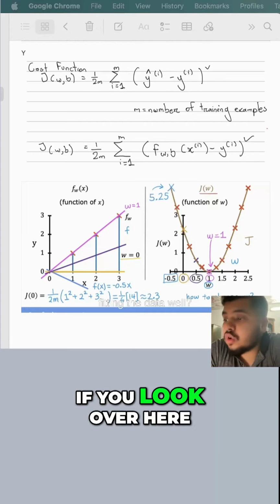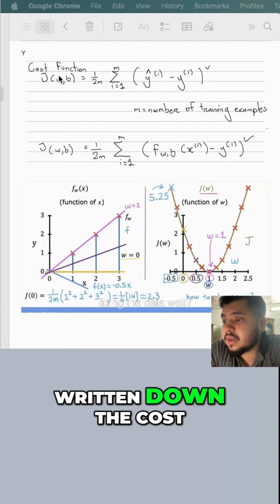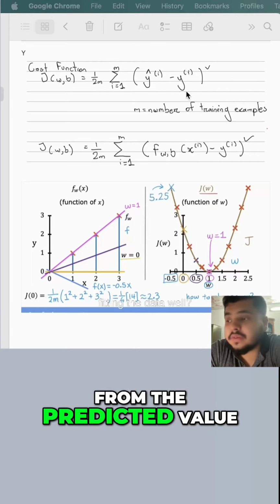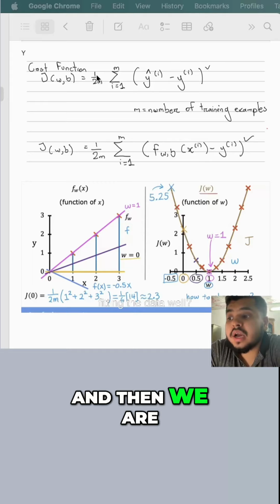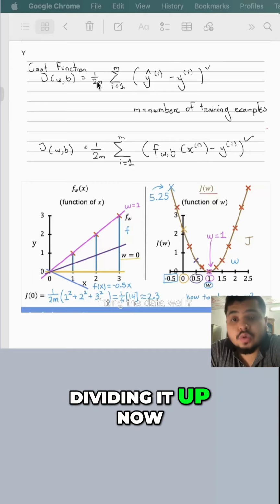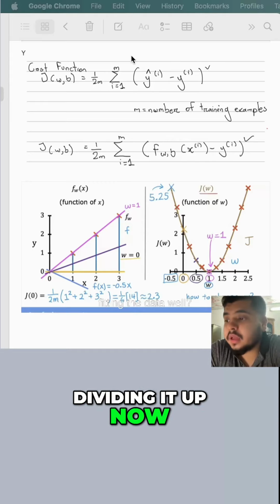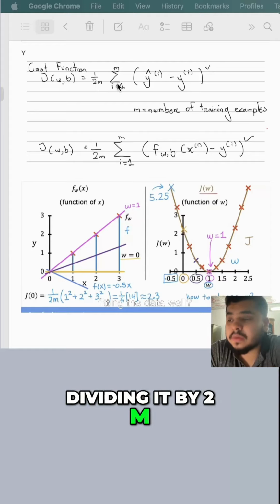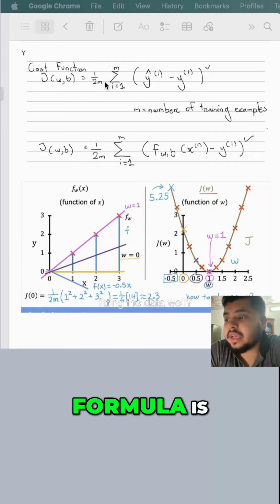So if you look over here, I've written down the cost function. We are subtracting the actual value from the predicted value, and then we are dividing it by 2m, not by m. Now you can ask why we are dividing it by 2m. It's just what the formula is.